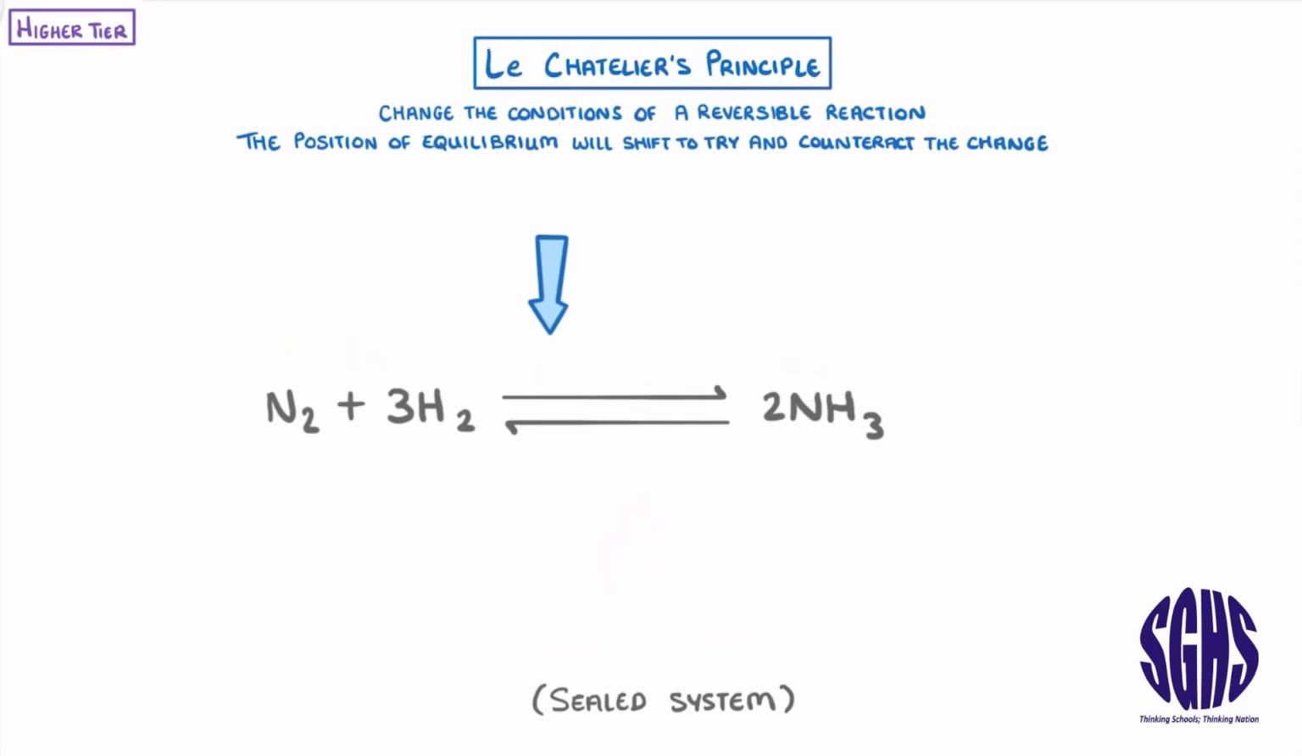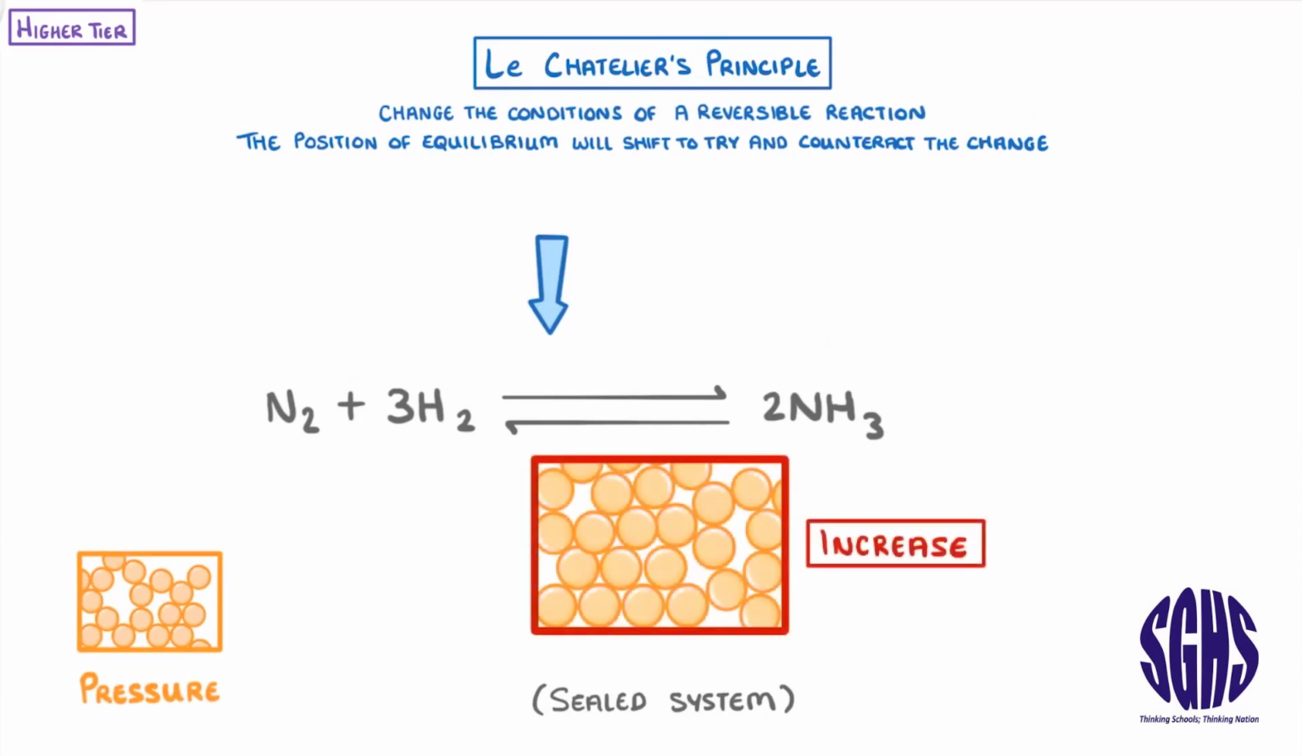We can also apply this concept to the pressure of our sealed system. So if we increased the pressure, then the equilibrium would move to whichever side reduces the pressure back down. And as pressure is basically just a measure of how many particles there are per unit of volume, to lower the pressure, the equilibrium will move to the side with the least number of molecules, which in this case is the right, because there are only 2 molecules of ammonia on the right-hand side, whereas there's 4 molecules on the left, because there's 1 nitrogen plus 3 hydrogens.